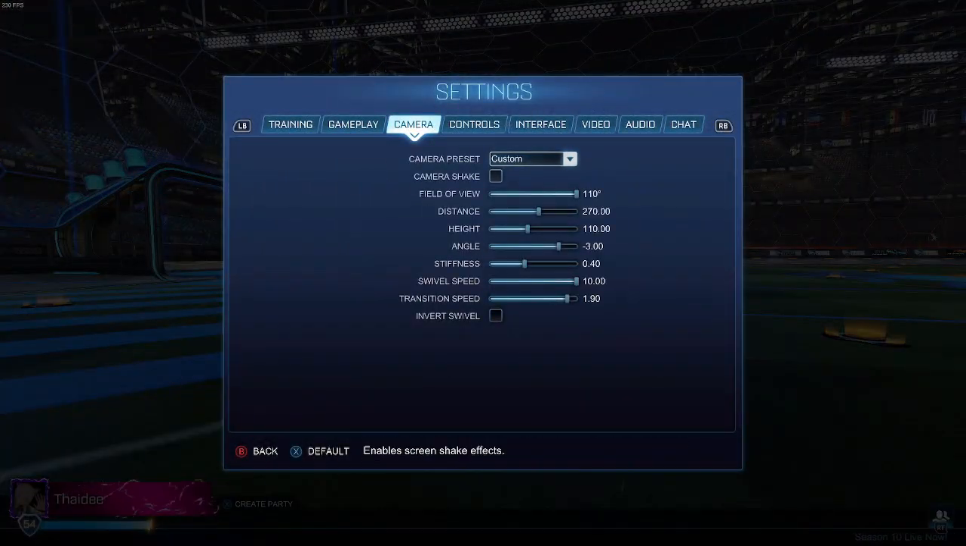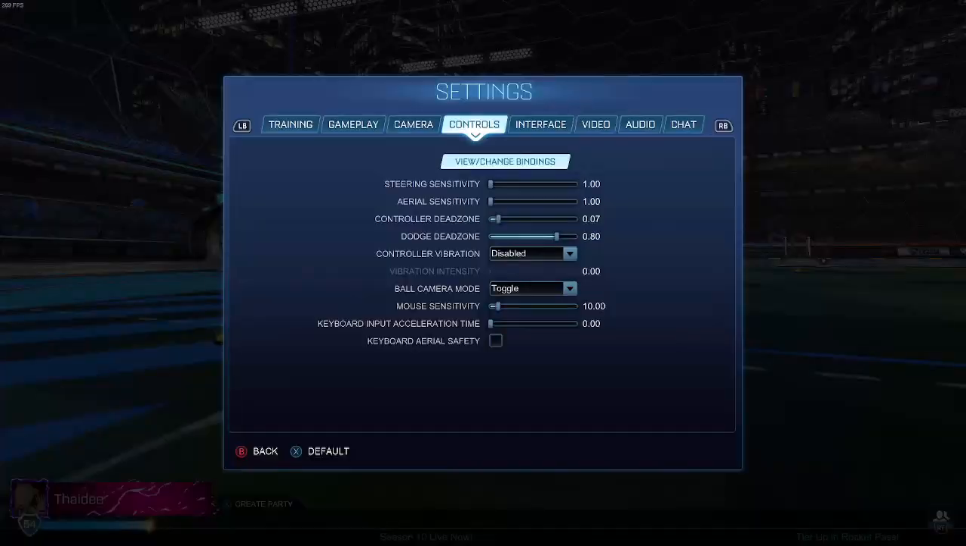And so the next thing, so that was all cameras. Inverse swivel is just personal preference. It's just down is up and up is down. Now controls. This is really where we get to the meat.